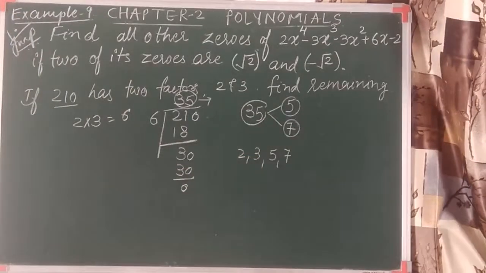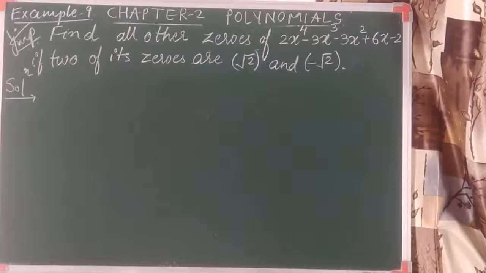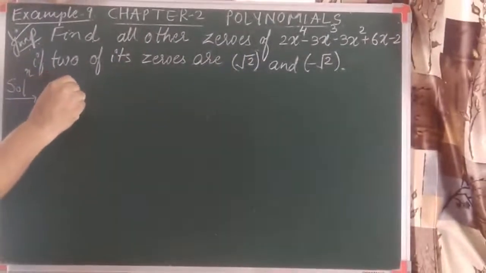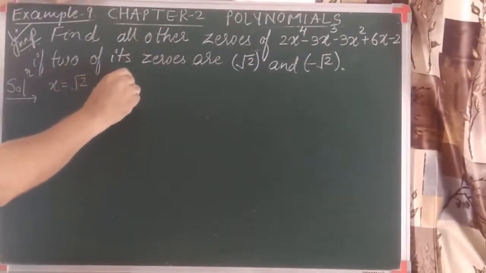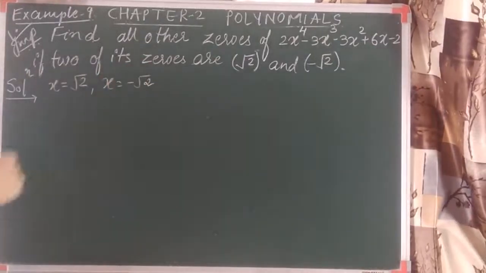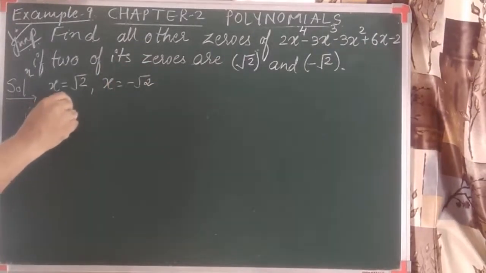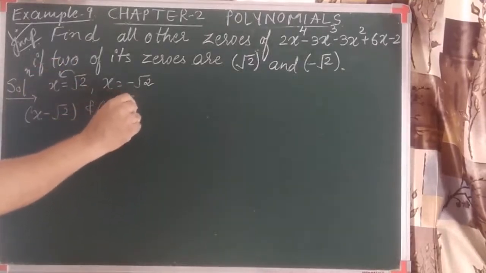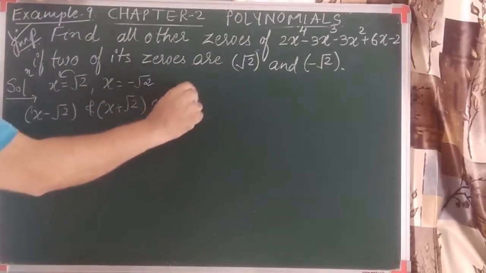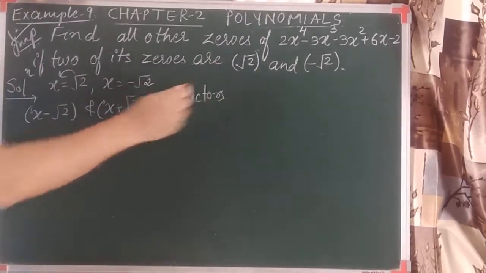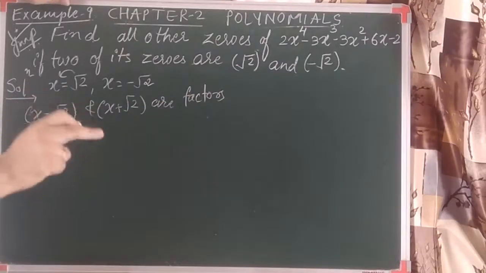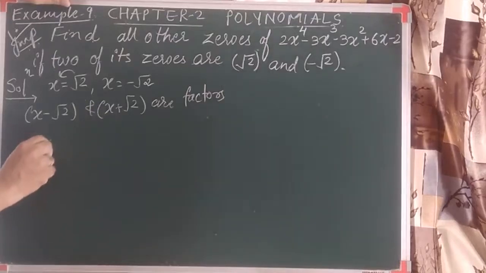So let us continue with the sum. As we discussed earlier, here they have given the two zeros of this, root 2 and minus root 2. So we can say that x is root 2 and x is minus root 2. Zeros मतलब values of x. So हम कहेंगे कि x minus root 2 and x plus root 2 are factors. Zeros दो values of x होते हैं और x के साथ जो आएंगे उसको हम factors बोलेंगे. तो as we discussed earlier, 2 into 3 is 6, मतलब इसका प्रोडक्ट भी फैक्टर होगा.